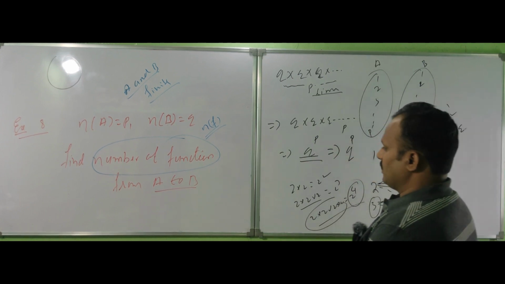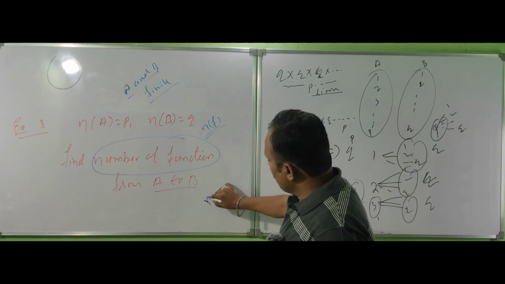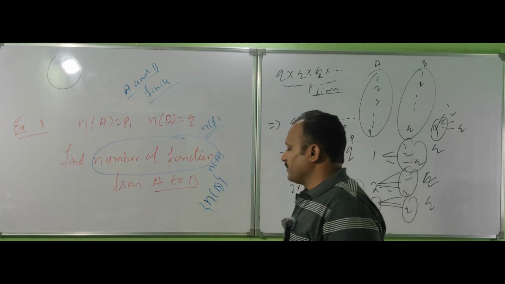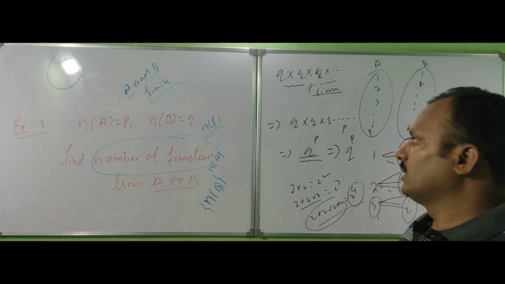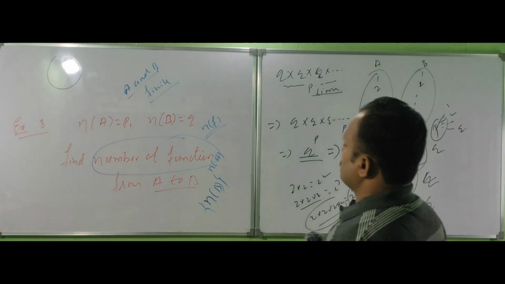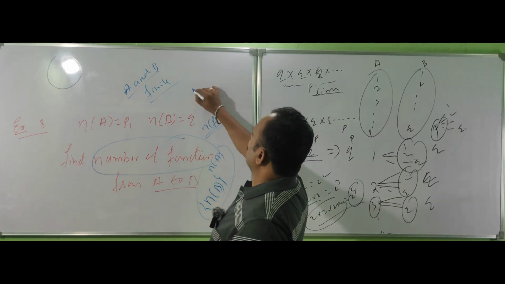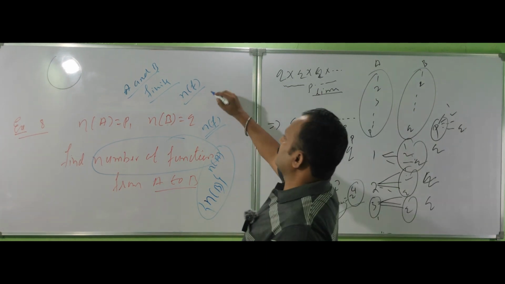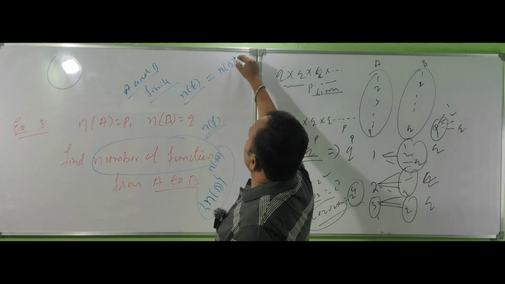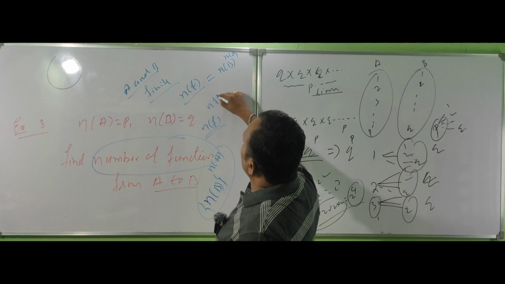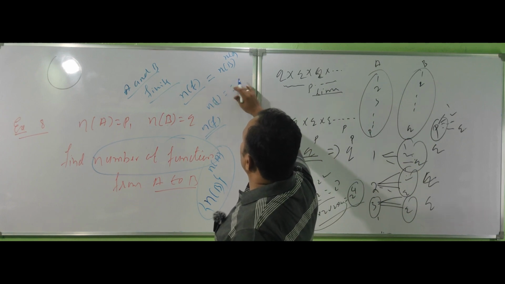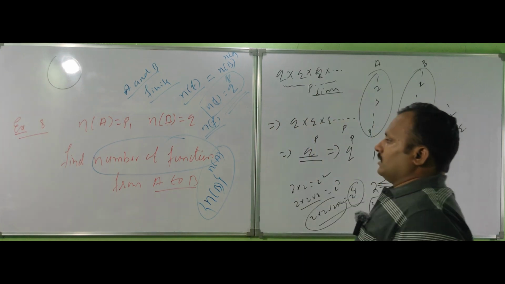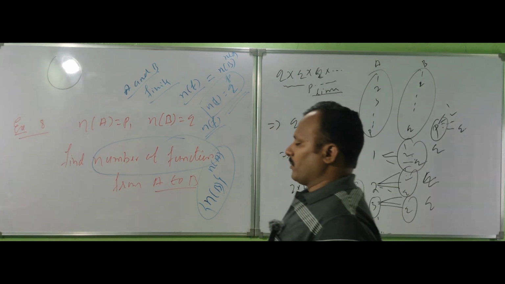What does it indicate? It indicates n of b to the power of n of a, the number of elements in b to the power of the number of elements in a. This also we can write as the number of relations, n of f. The number of functions n of f is equal to n of b to the power n of a, that is, q to the power p. This is one theorem, or you can call it a problem.